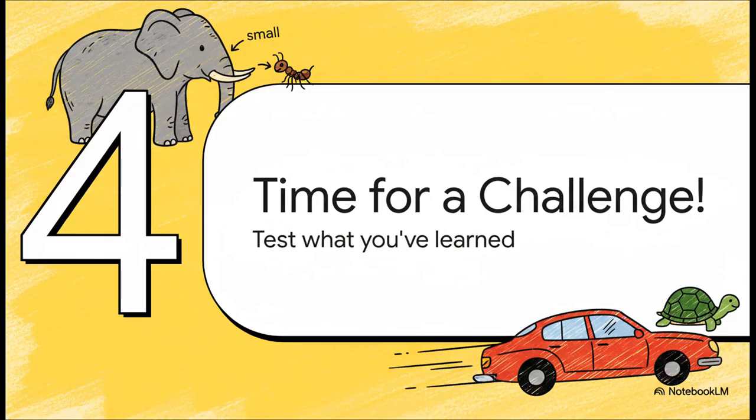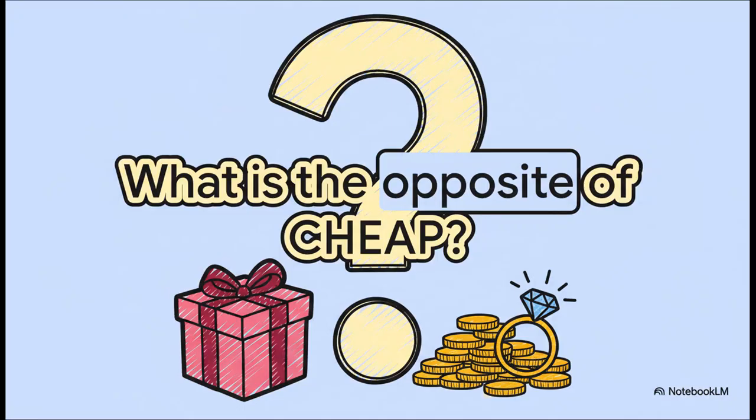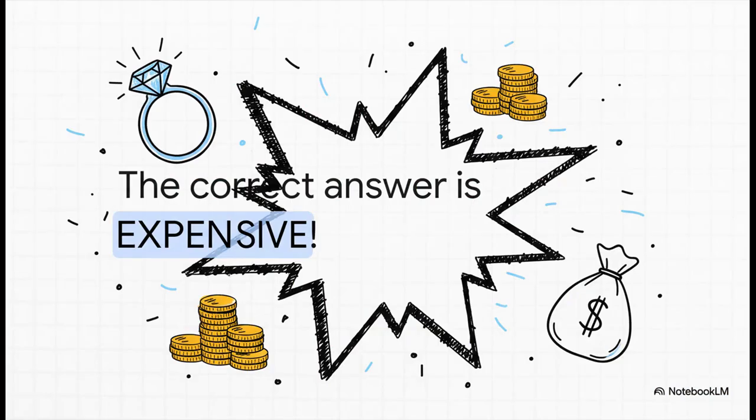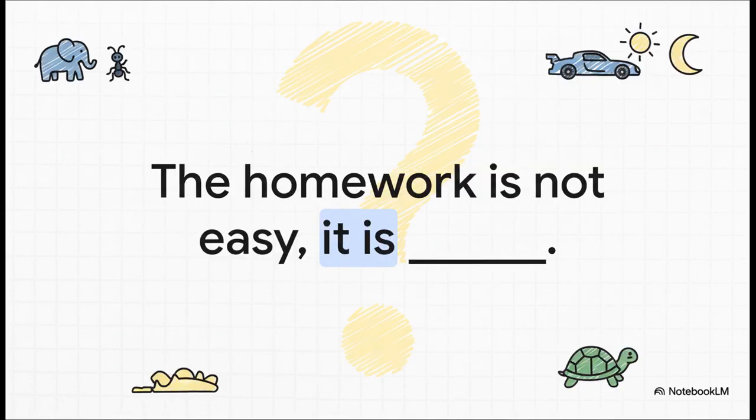Okay, you've seen the words, you know the rules. Now it's time for the fun part. Let's do a quick challenge to test what you've learned. You ready? Okay, first question. What is the opposite of cheap? Think about something that costs a whole lot of money. That's it. Expensive. If something isn't cheap, it's expensive. You nailed it.